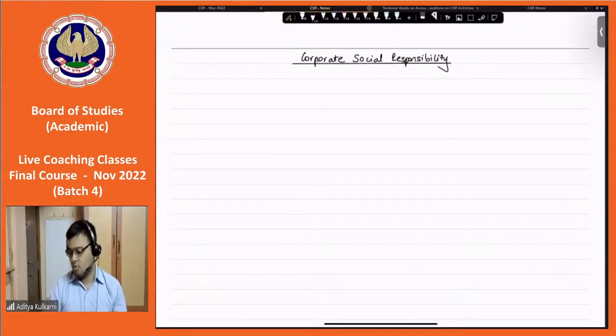Welcome to the session on corporate social responsibility, the accounting part of it. We'll do a little bit of theory, something which you would have studied under your Companies Act, the company law paper as well. And we'll look at how to account for it and what are the amendments that have happened recently. CSR is a concept that has recently been introduced.